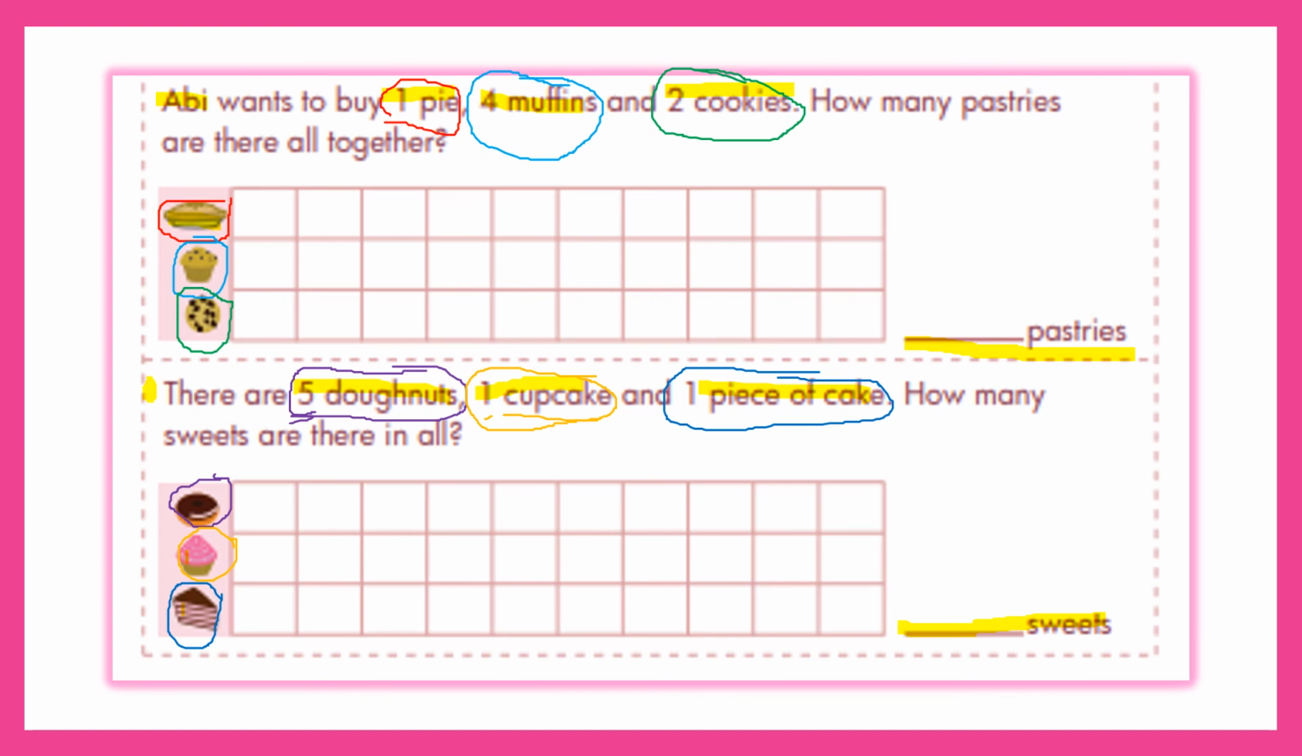When you're finished, count them all up and write the total number into the line down here at the end that tells how many sweets there are all together. When you're finished, that's all for math today.